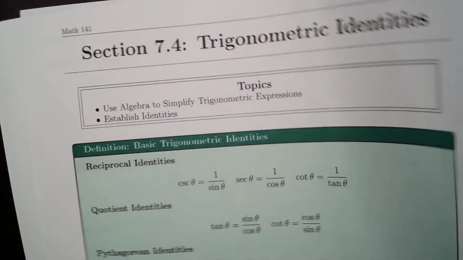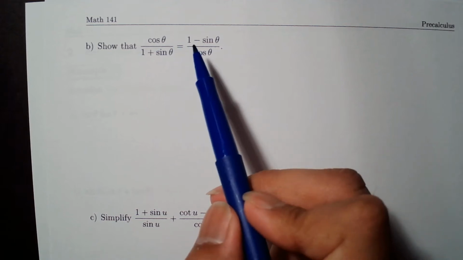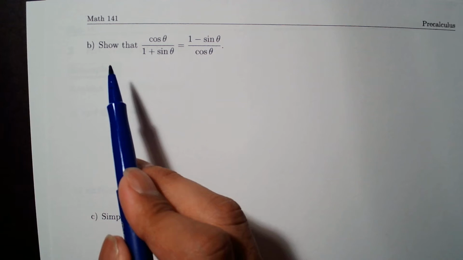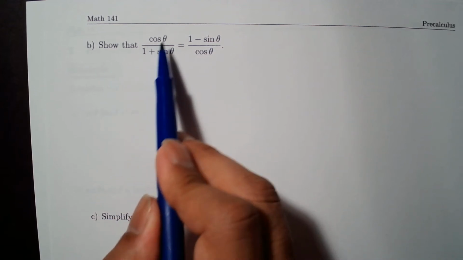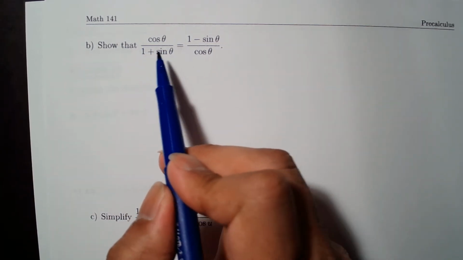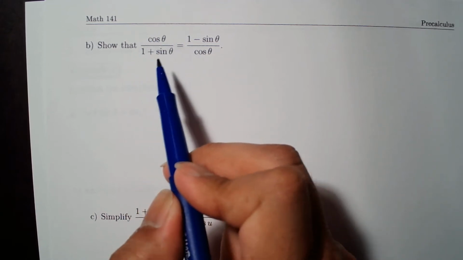Let's see what do we have over here. Show that cosine theta over 1 plus sine theta equals 1 minus sine theta over cosine theta. All right, so what are we going to do here? Essentially, when they ask us to show that this equals that, we have to work on one side. Typically, we work from left to right. So we are going to manipulate the left-hand side and make it look exactly like the right-hand side.